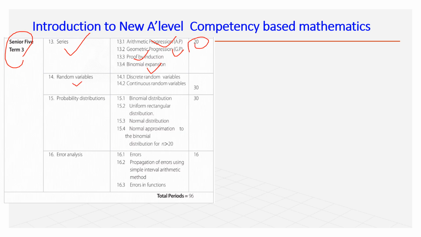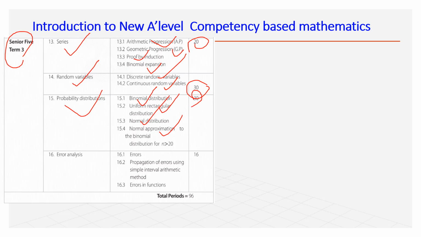Shall have random variables, and in particular discrete and continuous, taking 30 periods. We shall have probability distributions, that's the binomial, the uniform or rectangular distribution, normal distribution, normal approximation to binomial, and that is for a variable n or number n greater than 20, and still this will take us 30 periods.